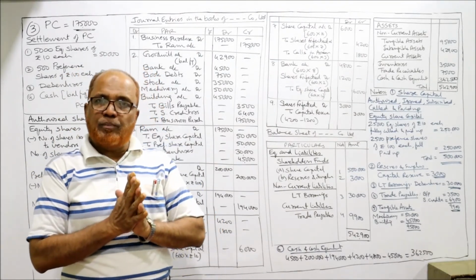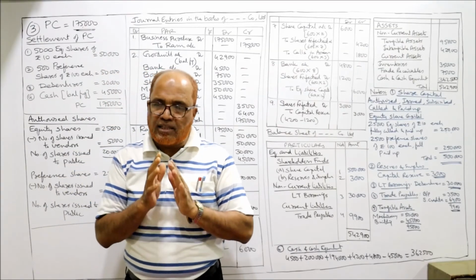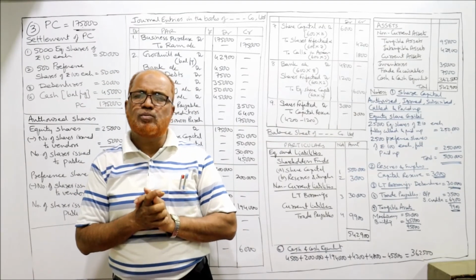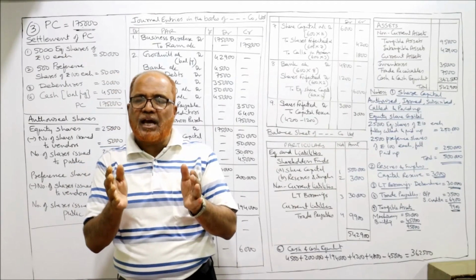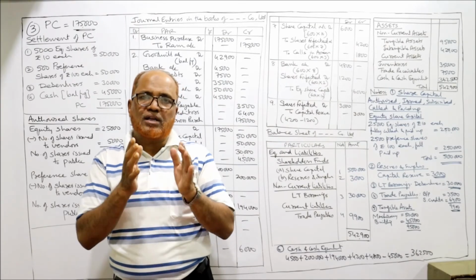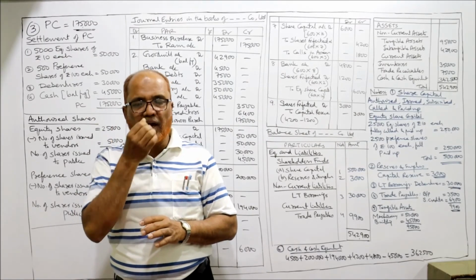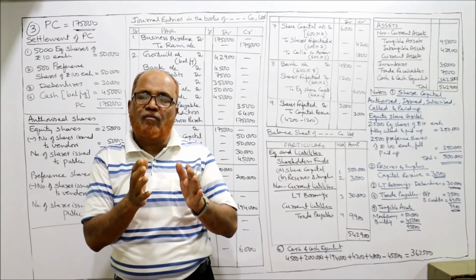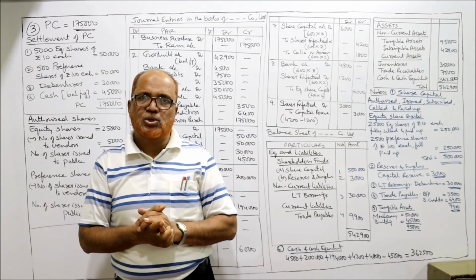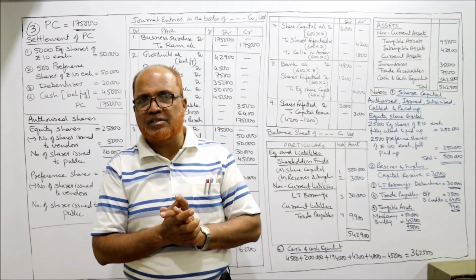So we have done 3 main problems on acquisition of business and 2 short problems on acquisition of business. This is the end of the topic, acquisition of business. It's a very small topic, where a company has taken over the business of a partnership or a sole trading concern. So what are the journal entries to be passed in the books of the company? How to find out the PC, what are the journal entries to be passed, and what is the balance sheet of the company after taking over of the business. That's it. So simple.